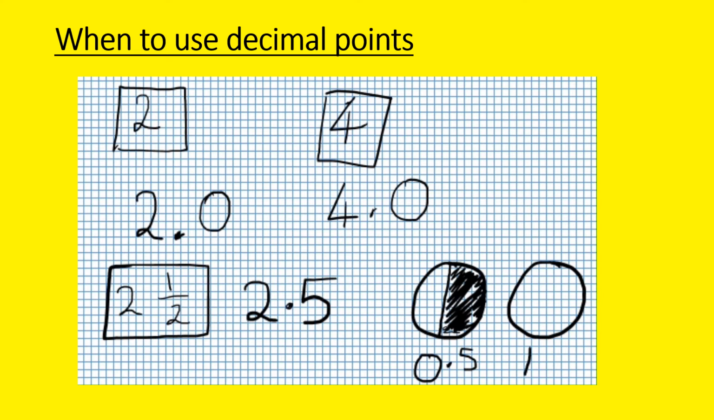So what do we know right now? We know that every number has a decimal.